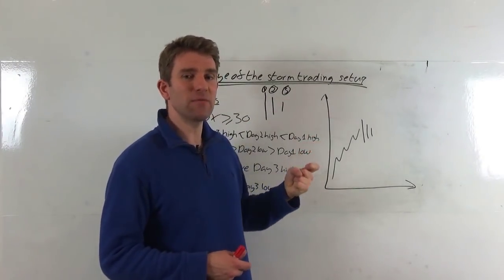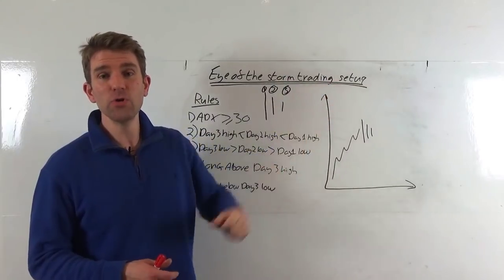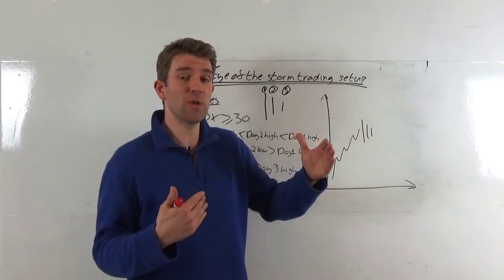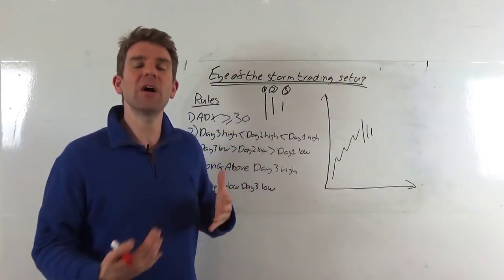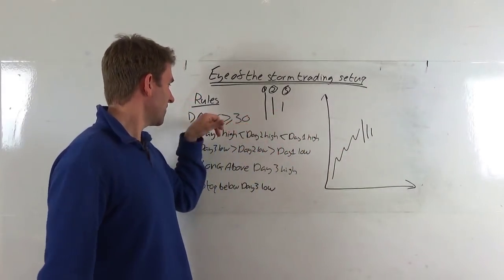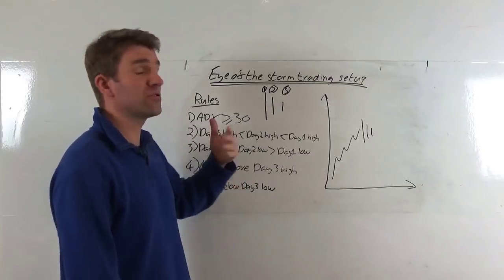You could use something different for that. You could use an RSI overbought. You could use a distance away from a 20-period moving average, above a 10 period, something like that. But ultimately, all this first rule is a filter to say it's trending.